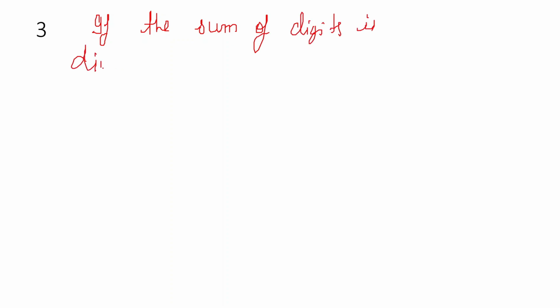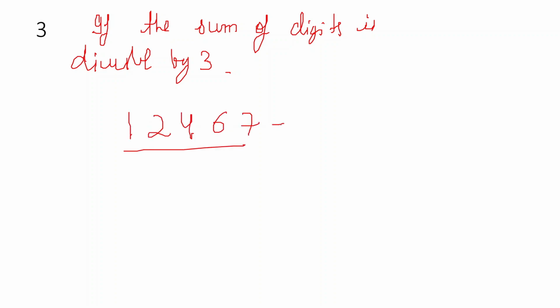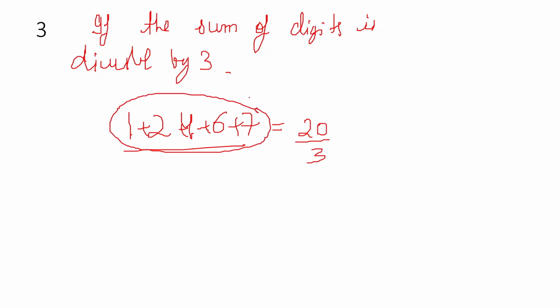Now let's see the divisibility rule of 3. Generally in the books you will get this rule: if the sum of the digits is divisible by 3, then the number will be divisible by 3. Let's understand this. Suppose this is the number 1, 2, 4, 6, 7. If you add the digits of this number, you get 3, 7, 13, 20. Here you can see 20 is not divisible by 3, therefore this number is not divisible by 3. This is a very simple rule.